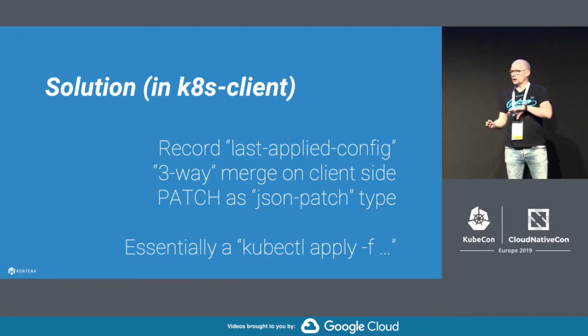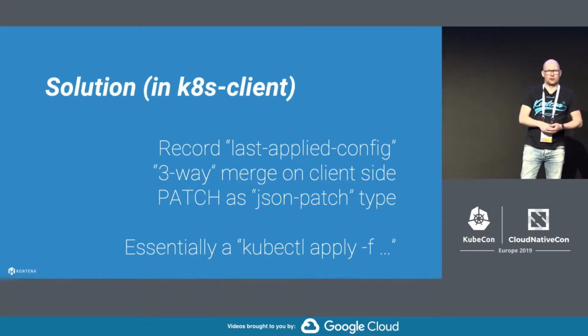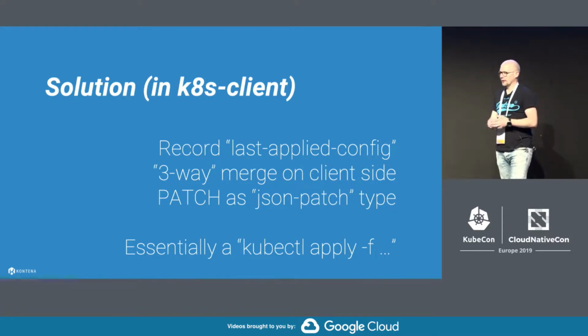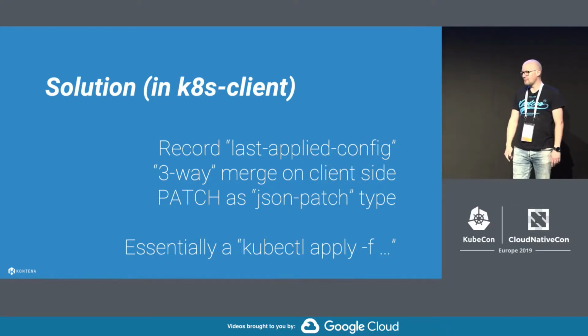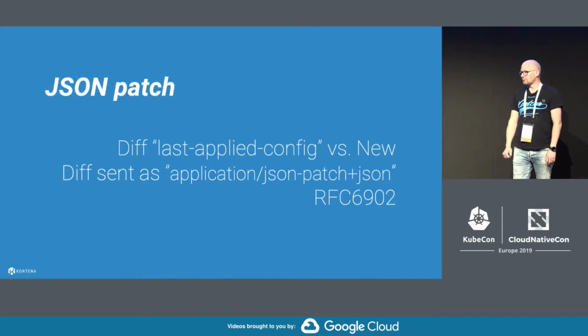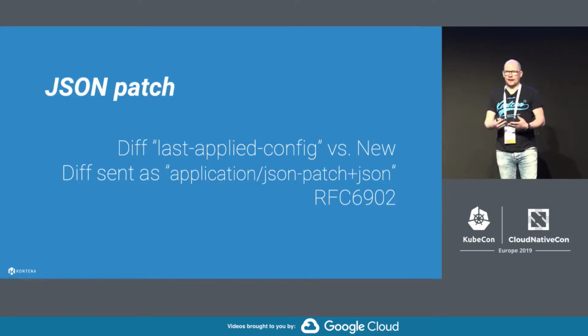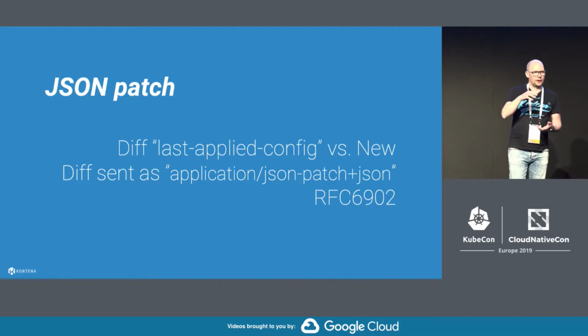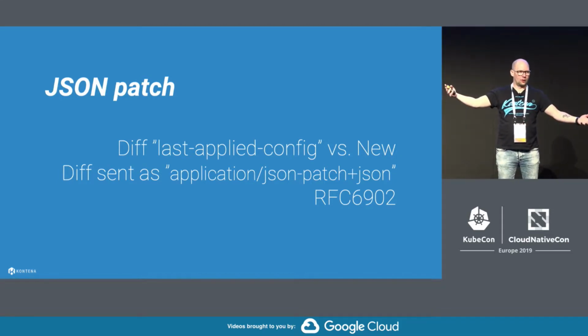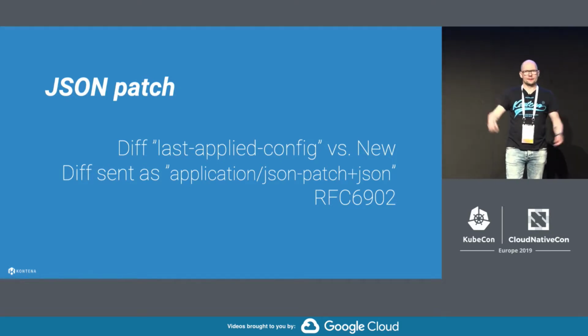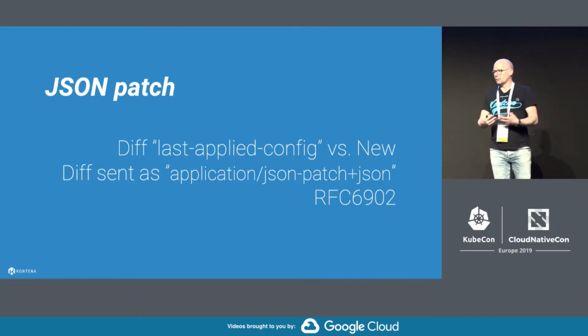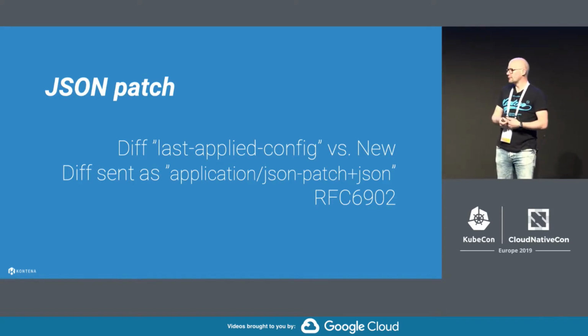So essentially, it's pretty much what kubectl does on apply as mentioned. Well, kubectl doesn't actually use JSON patch, but it does a pretty similar thing anyway. So the JSON patch is basically a diff between what we had, what we have on the server and what we had on the disk. And that diff is sent with the application JSON patch headers or content type.